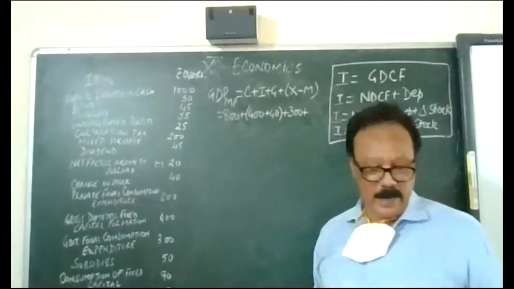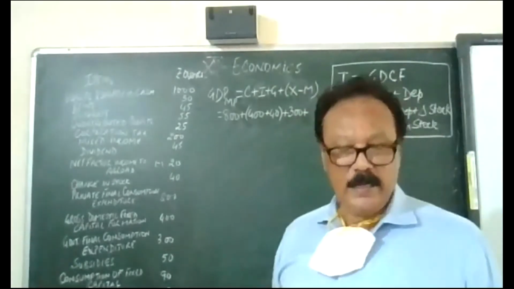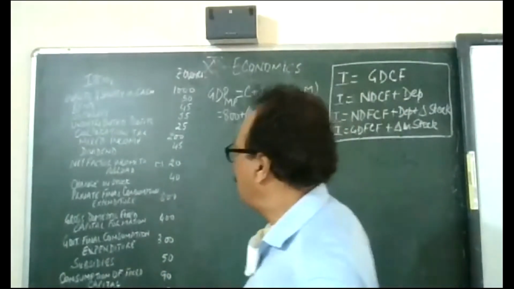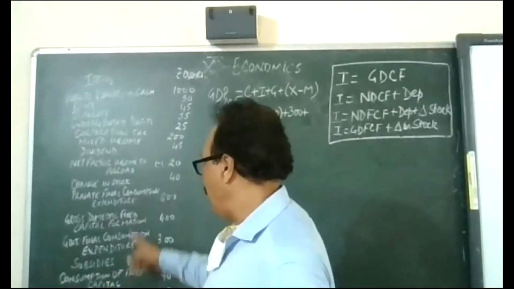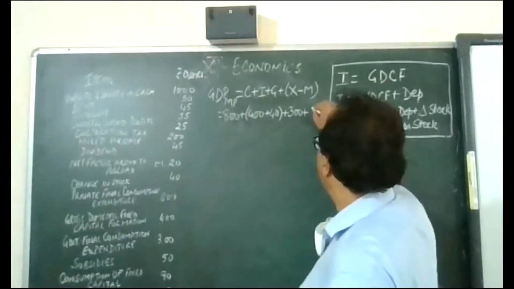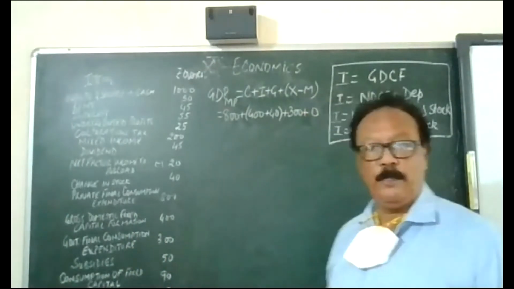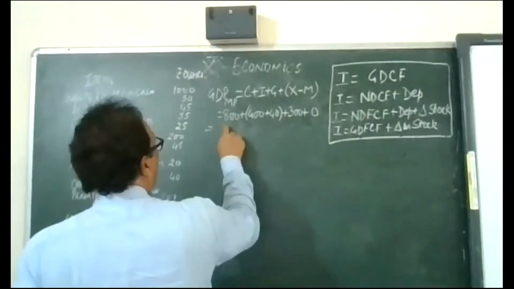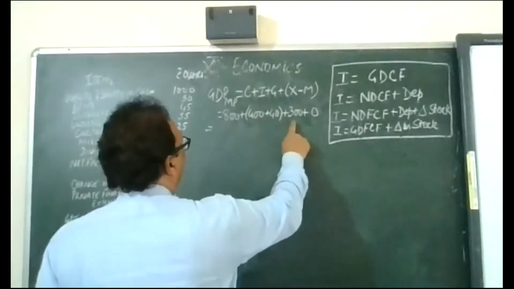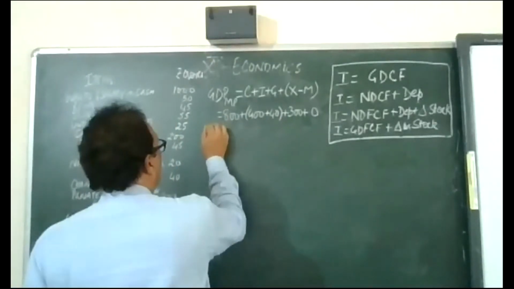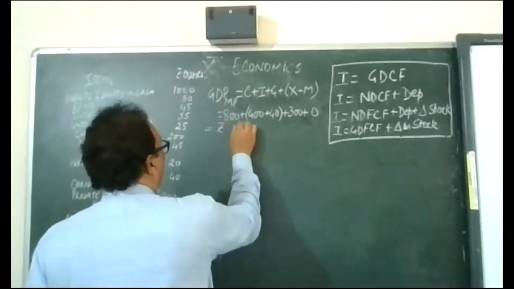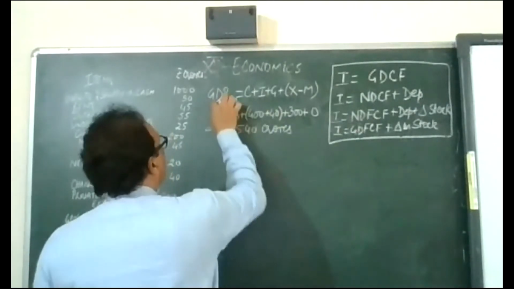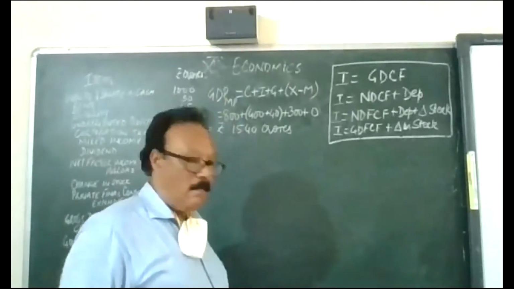Plus net exports. Let us check in the question. Is there any net exports, or exports minus imports, given? Not given. So in that case, we simply put a 0. Work it out. 8 and 4, 12, 15, 40. That is equal to 1540 crores. What is this? This is my GDP at market price.